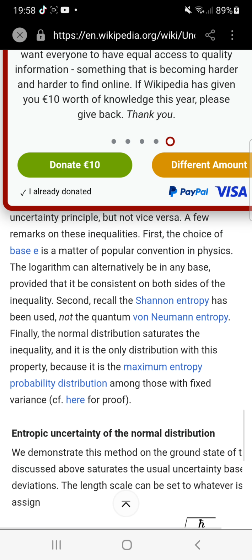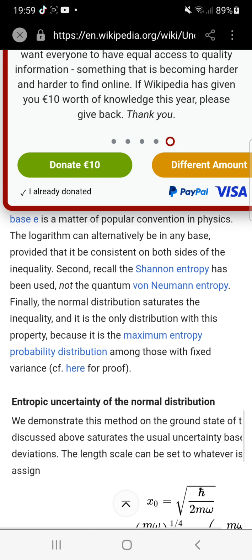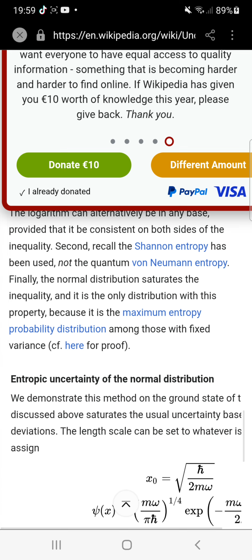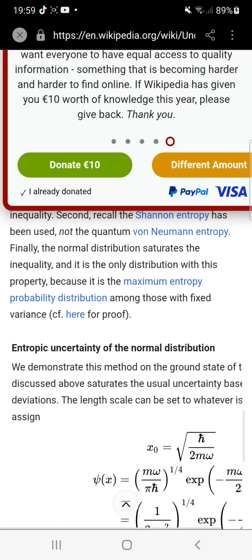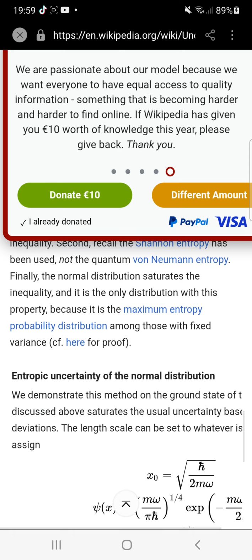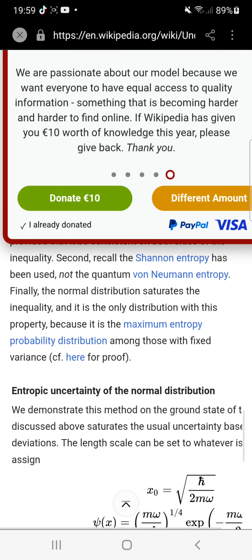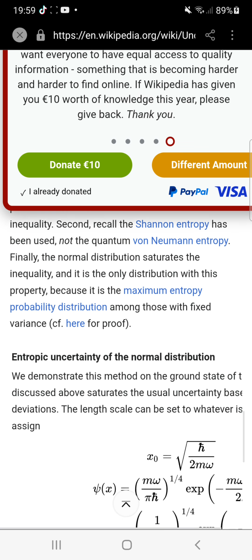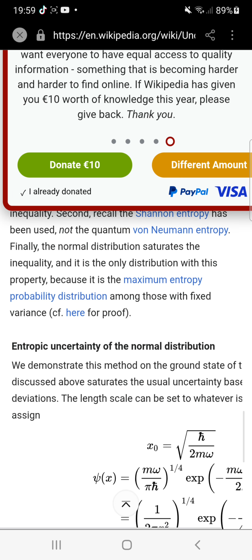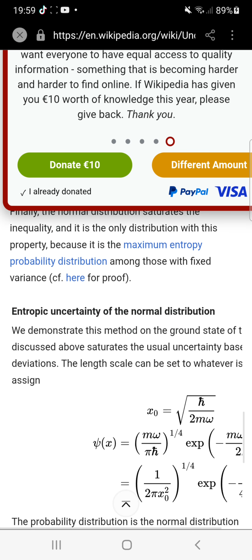I have a few remarks on these inequalities. First, the choice of base e is a matter of popular convention in physics. The logarithm can alternatively be in any base, provided that it is consistent on both sides of an inequality. Second, recall the Shannon entropy has been used, not the quantum von Neumann entropy. Finally, the normal distribution saturates the inequality and is the only distribution with this property, because it is the maximum entropy probability distribution among those with fixed variance. Cf. here for proof.